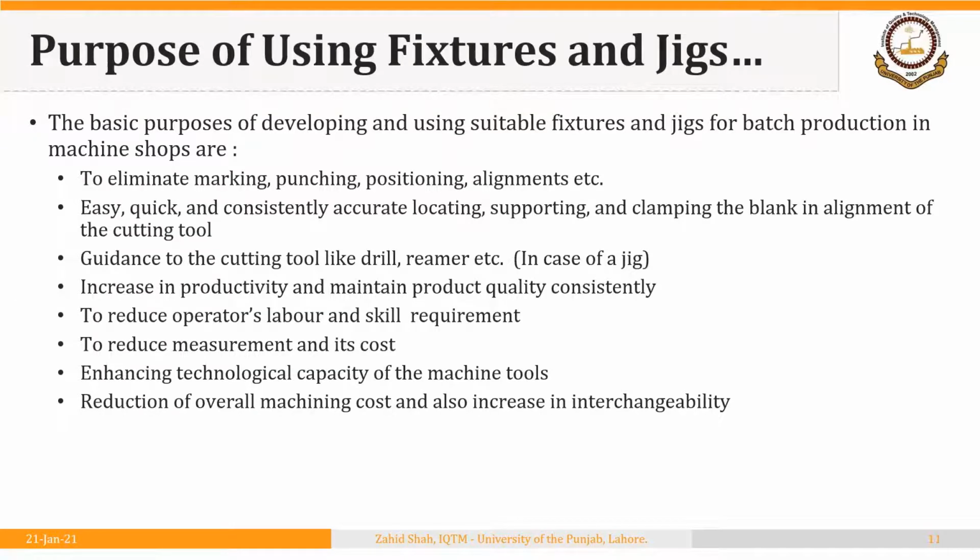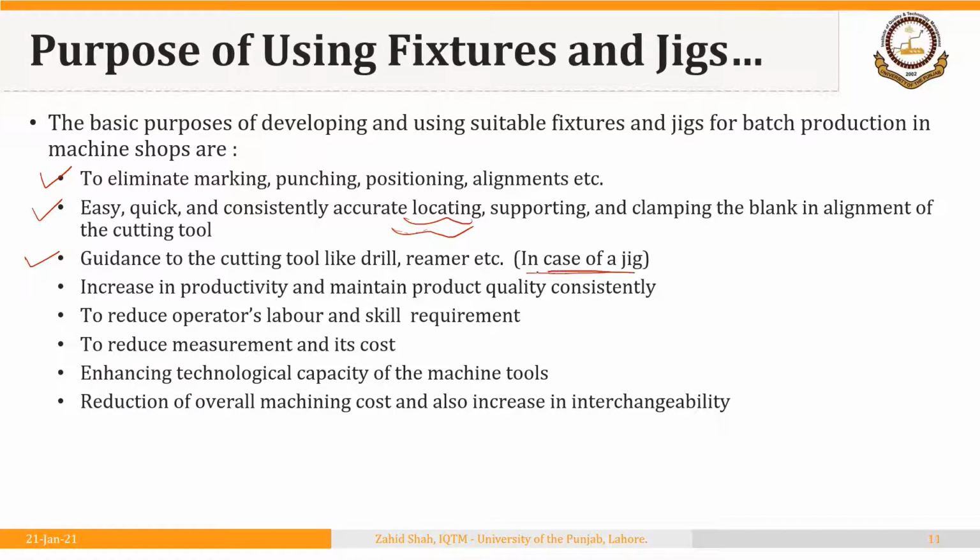So all the steps that we saw in the previous example, many of them can be very quickly performed if we are using fixtures and jigs. So for example, marking, punching, positioning, alignment, they are avoided. We don't need to perform these steps if we are using fixtures or jigs. Easy, quick, and consistently accurate locating, supporting, and clamping of the workpiece. So positioning the workpiece in the required orientation becomes really easy to do. A tool is automatically guided to the required position.